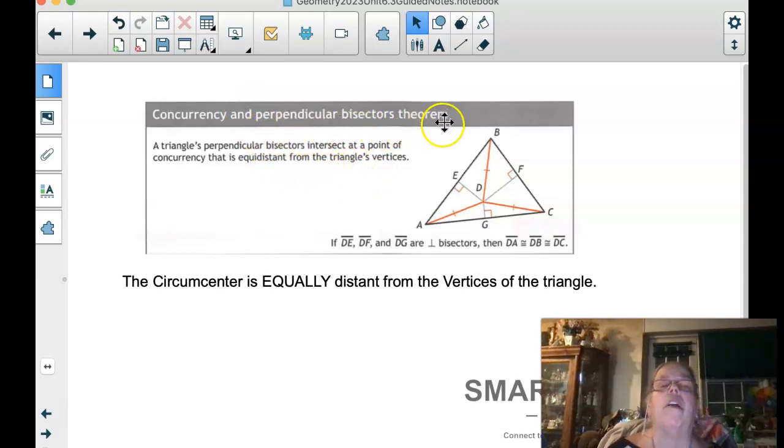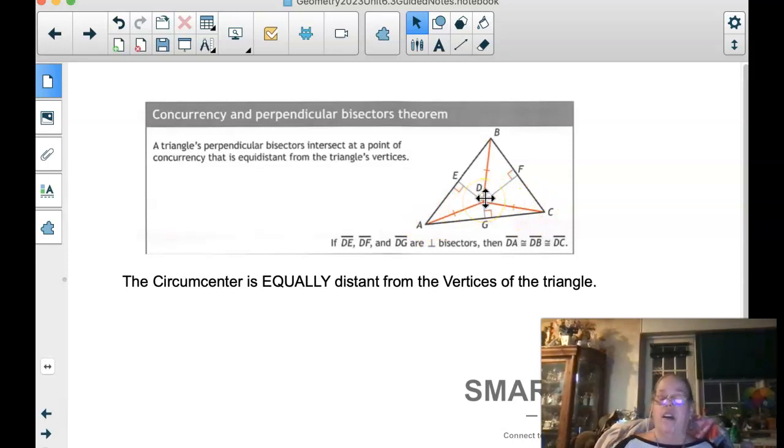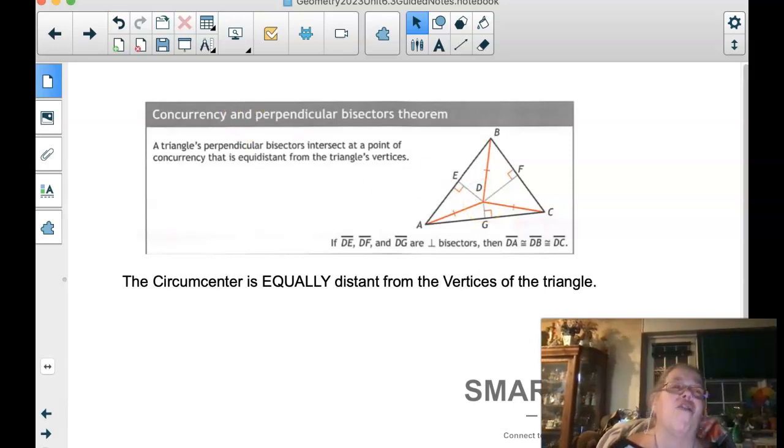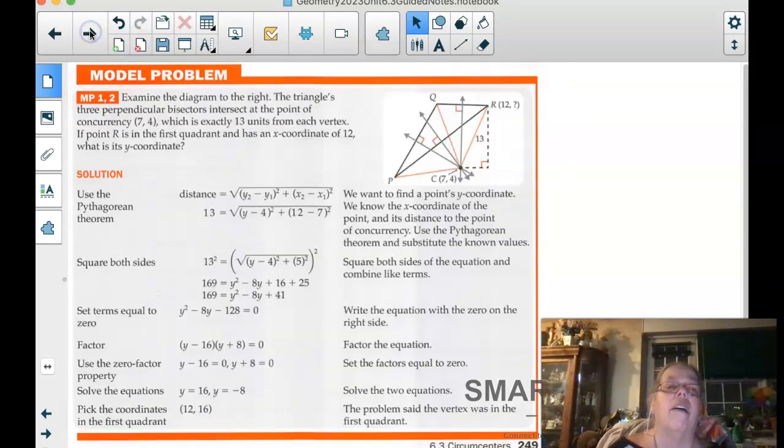Concurrency and perpendicular bisector theorem. A triangle's perpendicular bisectors intersect at a point of concurrency that is equidistant from the vertices. So can you see each of these deep orange lines? They're equally distant from this point. And if we measured it, we would find that. Okay, so circumcenter, equally distant from the vertices. That's something to try and remember if you can.